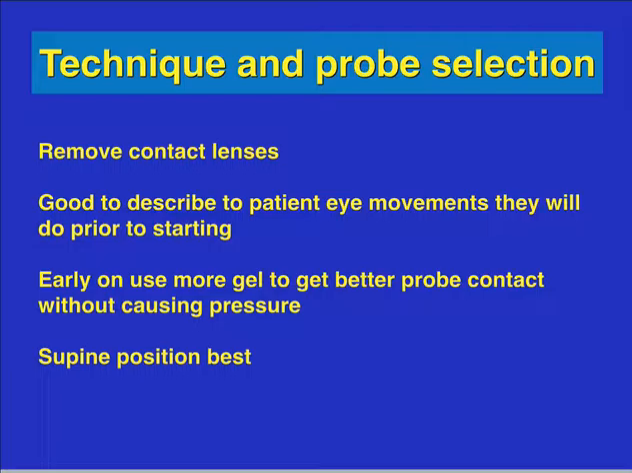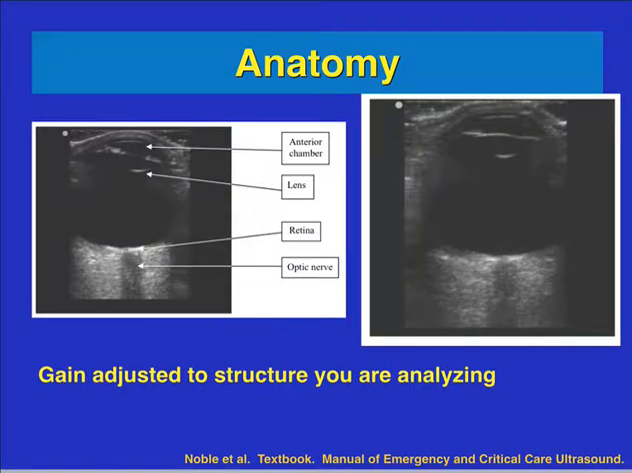The supine position is probably the best. When they're sitting up, sometimes the gel runs off into their face, or I feel like it's a little more awkward for them. So a few things about the anatomy, and then I'm going to show you how you put it on the person's face. You can also refer to the bedside video on ocular ultrasound that we have for probe placement.